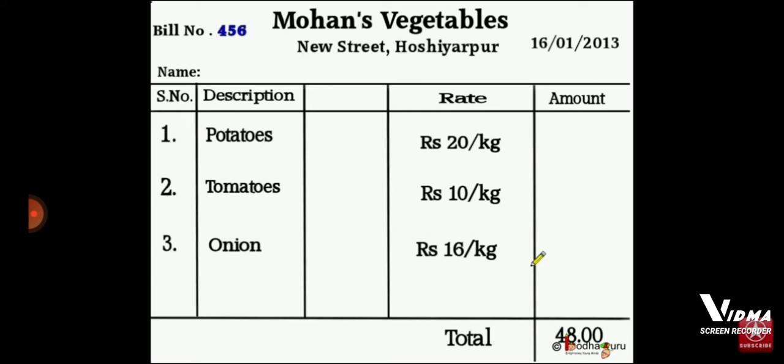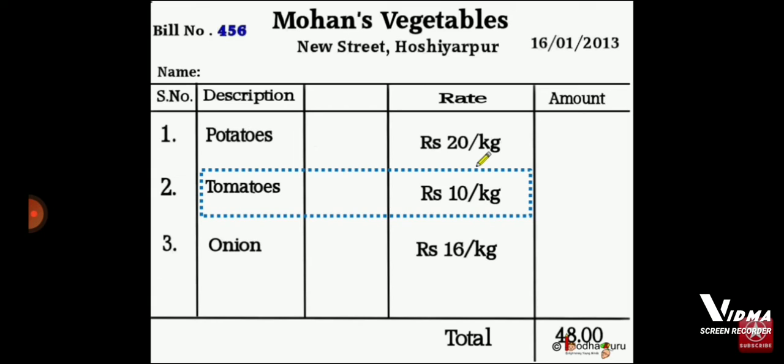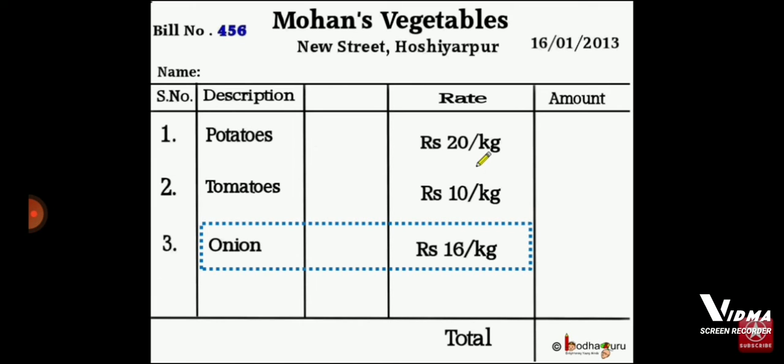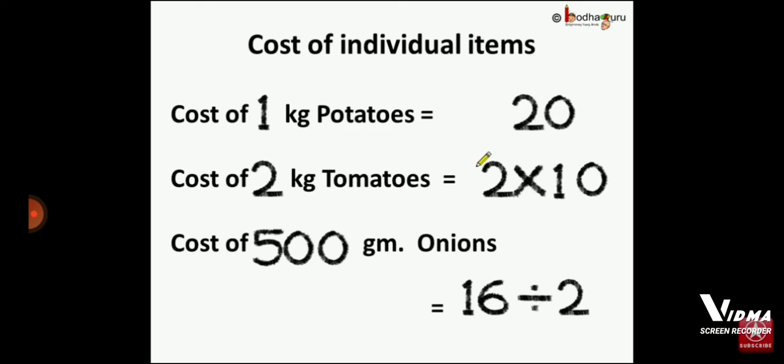Now how we have to calculate the amount equals to the items we have purchased. The rate which is given is according to 1 kg. You have to calculate the amount of the things which you have purchased. So here you can see the tomatoes are rupees 10 per kg, the potatoes are 20 rupees per kg, the onions are 16 rupees per kg. It is not important that we have to purchase only 1 kg. Sometimes we have purchased less than 1 kg, sometimes we have purchased more than 1 kg.